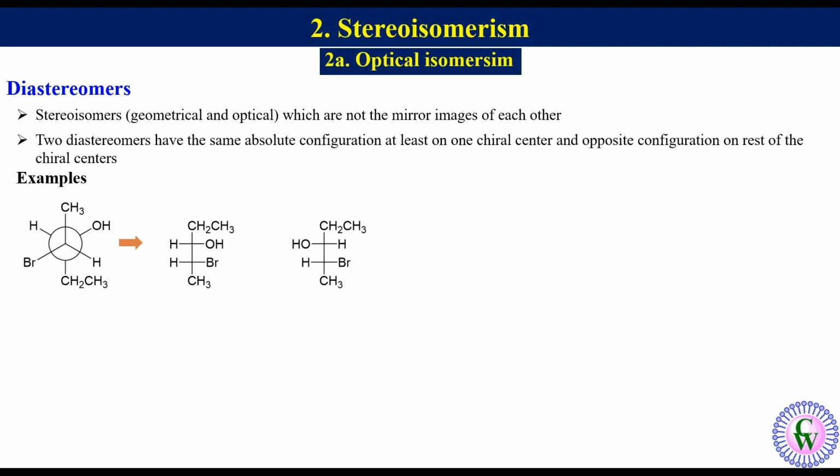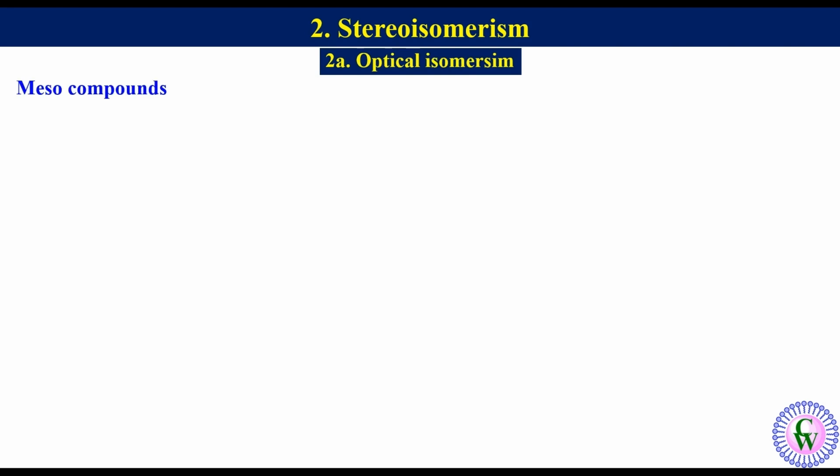Here I am not going to discuss how to convert Newman to Fischer, as I have uploaded a separate video on this topic. The link for the same can be found in the description box of this video. Now we can see that these are not mirror images of each other and thus diastereomers. We can also find this relation by comparing absolute configuration. Here on C2 they have the same configuration, while on C3 they have different. So they are diastereomers.